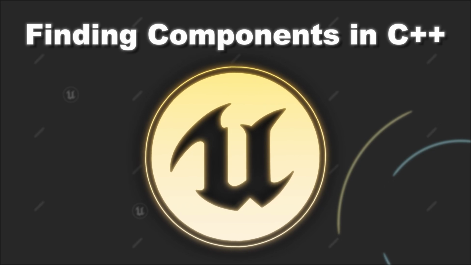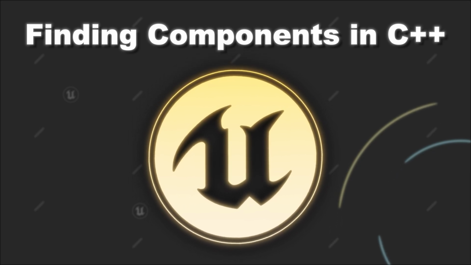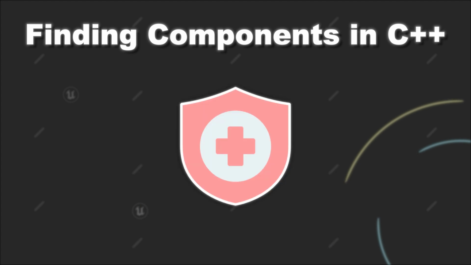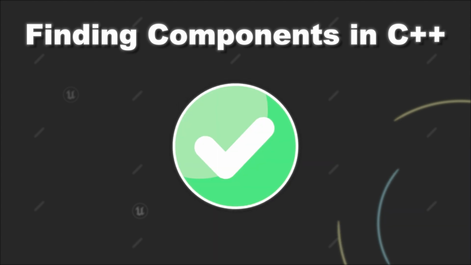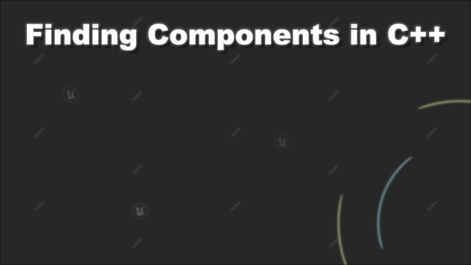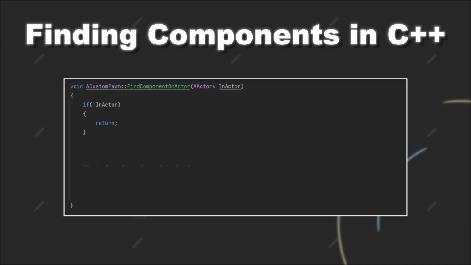Sometimes you want to find certain components on your actors in Unreal Engine. For example, a health component to get information about the current health status of a character. And there's an easy way to achieve that, because for such a purpose you can use three functions.